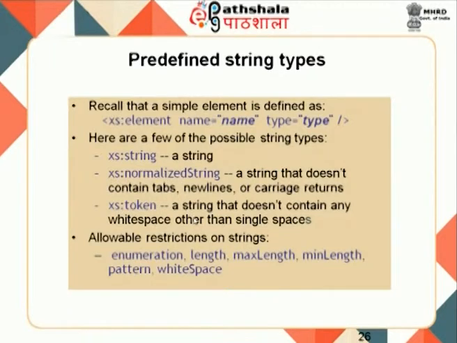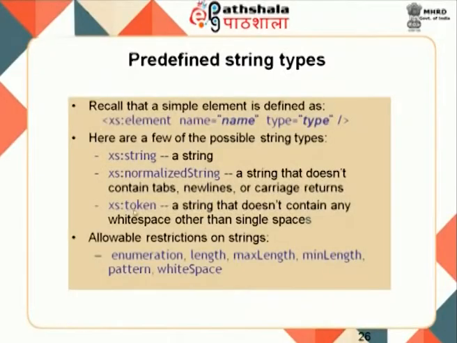Now, we can see that there are predefined string types. To define a string type we normally use string, and if a string should not contain any tabs, new lines or carriage returns, then you can use a type called normalized string. If a string should not contain any white space other than single spaces, then you can use a type called token. These are basically string types, and the allowable restrictions on these types are enumeration, length, maximum length, minimum length, pattern and white space. We have seen some examples related to it.